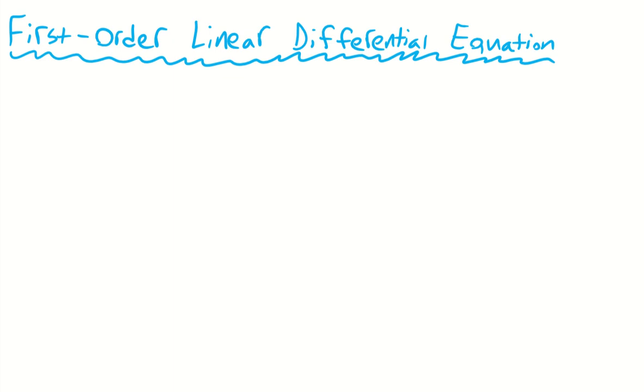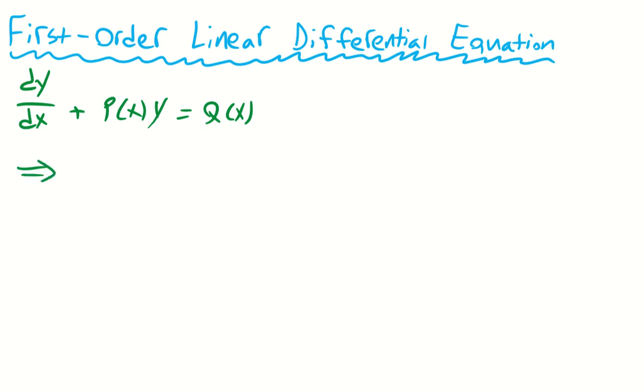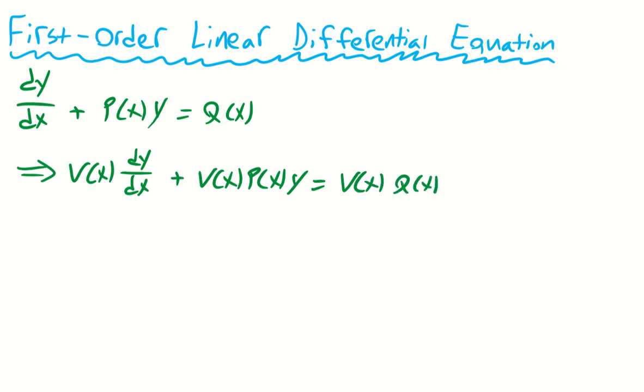So let's say we have the first order linear differential equation dy/dx plus p of x times y is equal to q of x. We want to solve that. We're going to do that through a so-called integrating factor. So first off, we're going to multiply that entire equation by v of x. So now we have v of x times dy/dx plus v of x times p of x times y is equal to v of x times q of x.